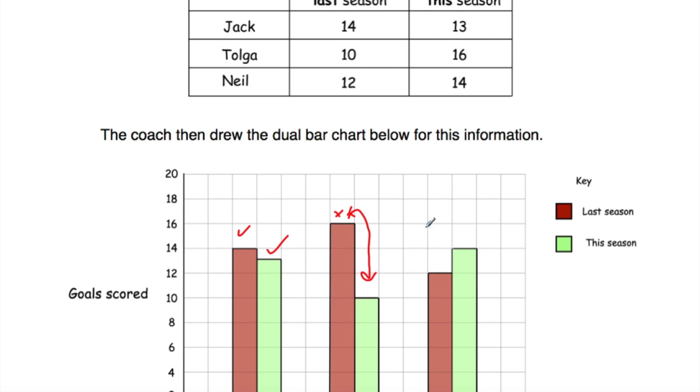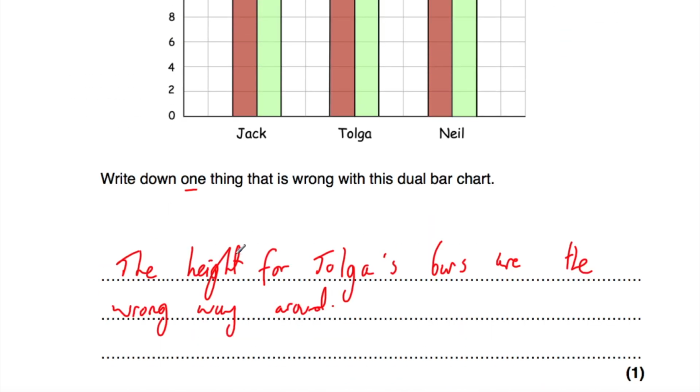And then finally Neil, 12 and 14. So they're correct. So the mistake that the coach has made is that he's done the bars for Tolga the wrong way around. He's done 16 and then 10, but it should be 10 and then 16. So let's explain that. I've just explained that the heights for Tolga's bars are the wrong way around.